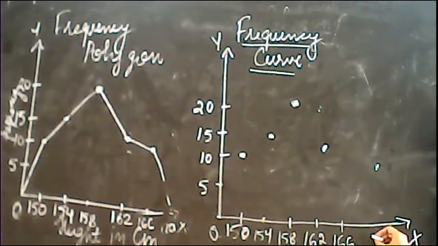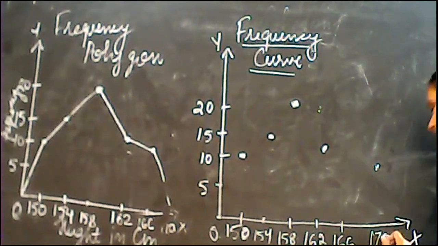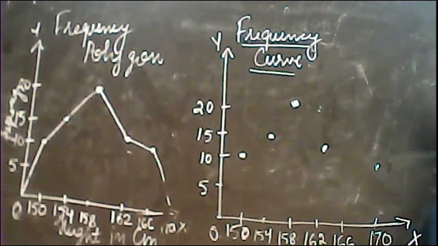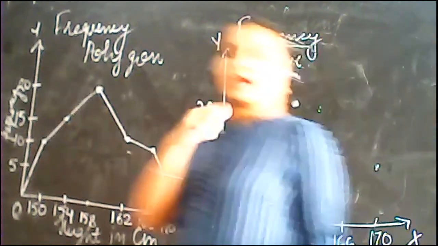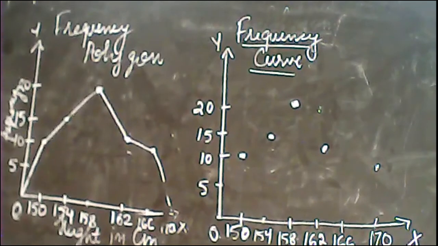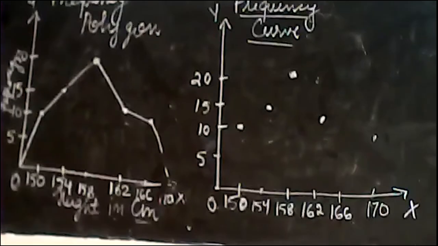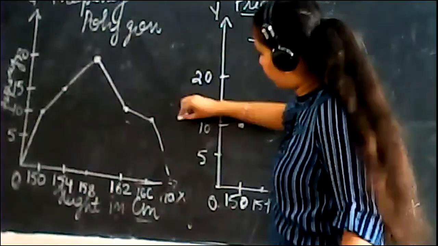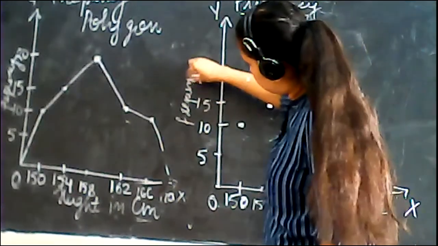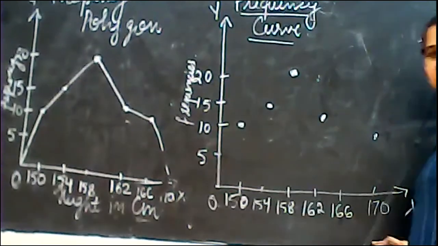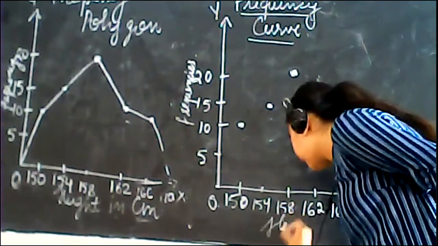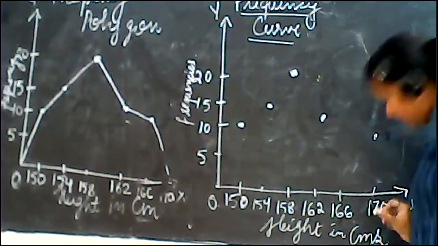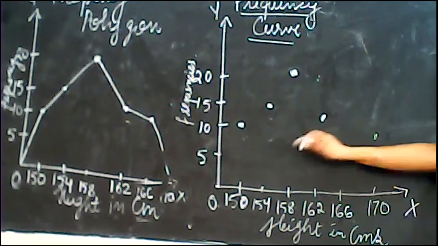And we will write here 170, so our class intervals end at 170. I hope this is clear to you all, students. In the similar way, on the y-axis we have taken the frequencies, so you can write frequencies here, and on the x-axis we have taken heights. We have taken height in centimeters.